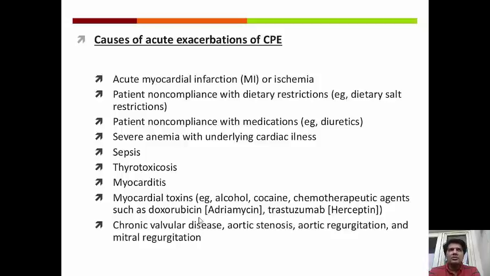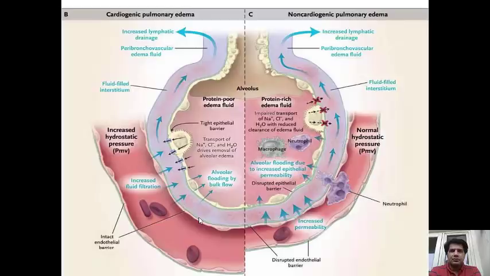Severe anemia, his Hb has become very low, so osmotic pressure has decreased and fluid goes out. Then sepsis, thyrotoxicosis, myocarditis, myocardial toxins, and chronic valvular disease. These are also causes. This is a good schematic from NEJM where we can see the difference between cardiogenic and non-cardiogenic. You can clearly see that in cardiogenic there is increased hydrostatic pressure, and that is leading to increased filtration, right?